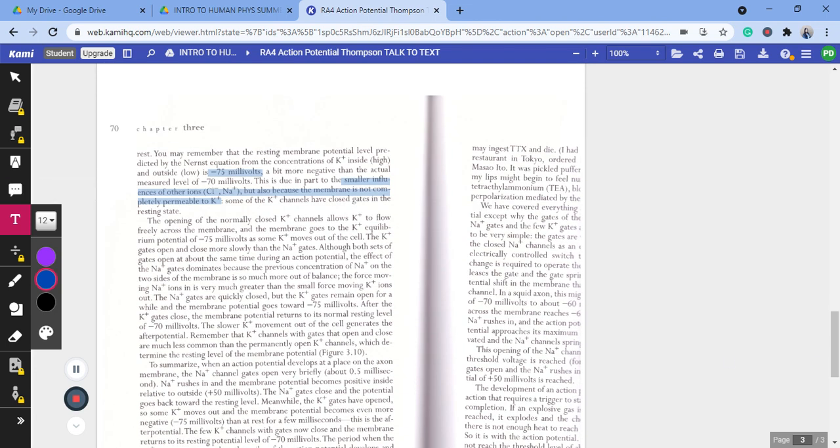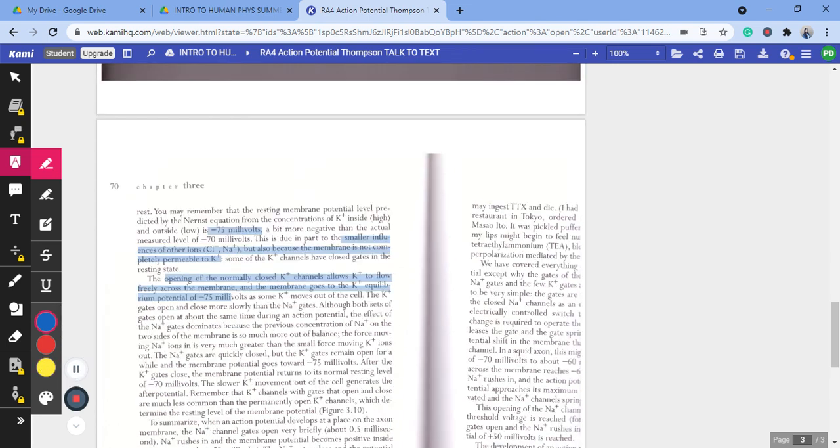So the opening of the normally closed sodium channels allows sodium ions to flow freely across the membrane, and the membrane goes to the potassium equilibrium potential of negative 75 millivolts as some potassium ions move out of the cell. The sodium gates open and close, and the potassium gates open and close more slowly than the sodium gates.